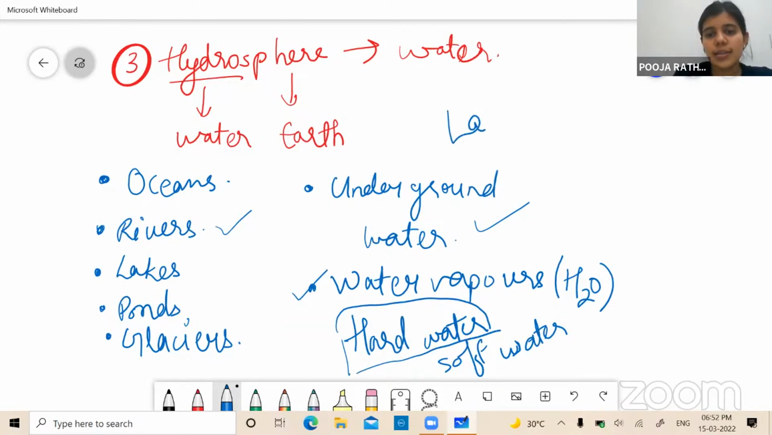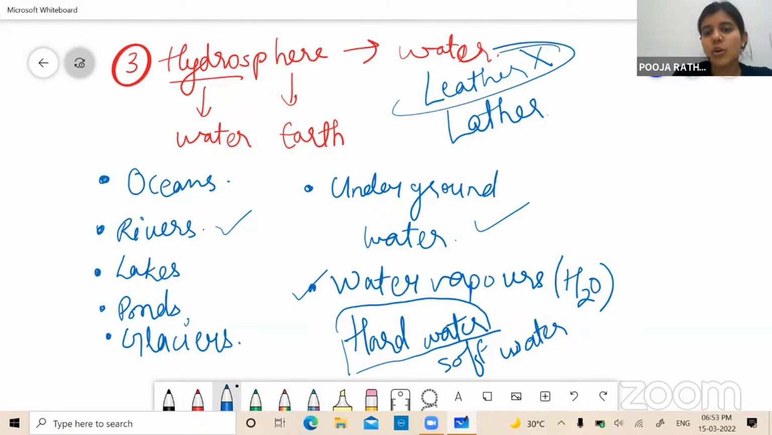You know lather? What is lather? I'm talking about lather, not leather. Shoes are made up of leather. I'm talking about lather. What is lather? Can anyone tell me? Okay, no one knows.